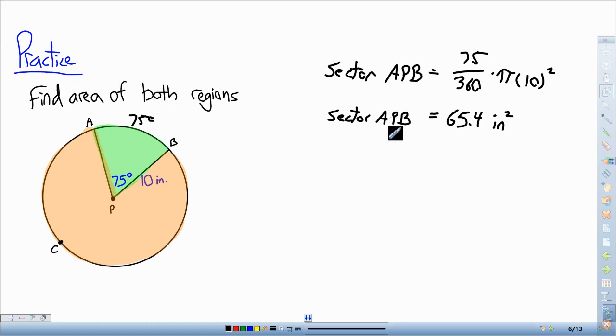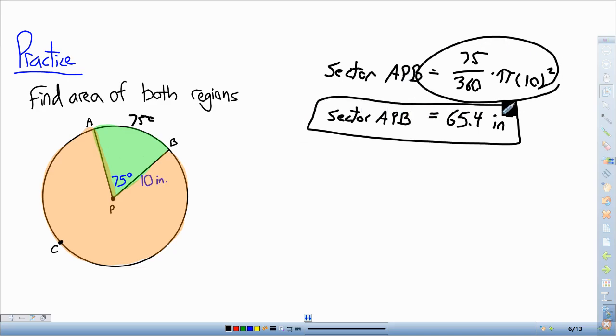If you're not getting the same number as me, if you're not getting 65.4, be really careful with how you're typing this in your calculator. If you have your own calculator, it might require parentheses maybe. You might have to experiment and figure out the quirks of your own personal calculator. Ask me questions on that if you have them.